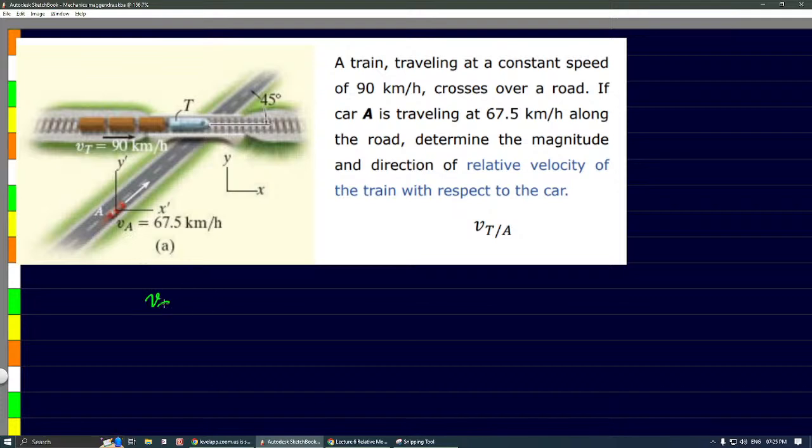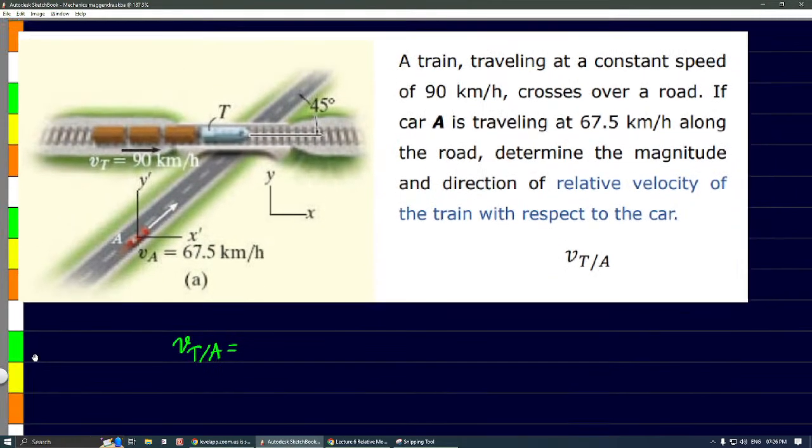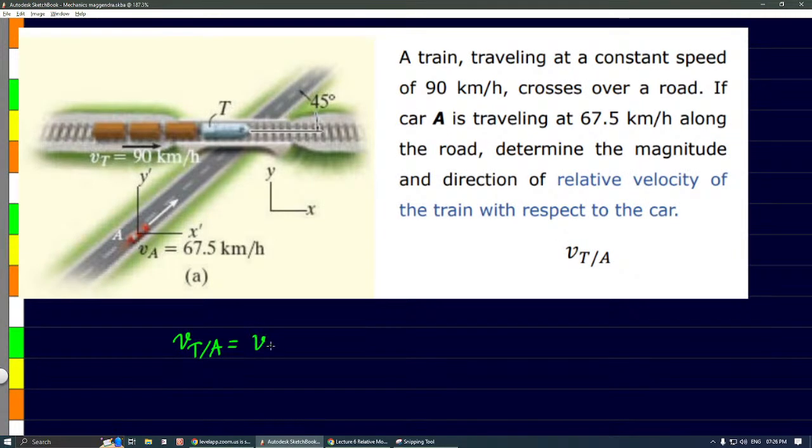That means we have to find the velocity of the train with respect to the car. Car is written as A, train is written as T. So the velocity of train with respect to car, V_TA. For this, it will be V of T minus V of A. Now we have to define V_T and V_A. How much is V_T?